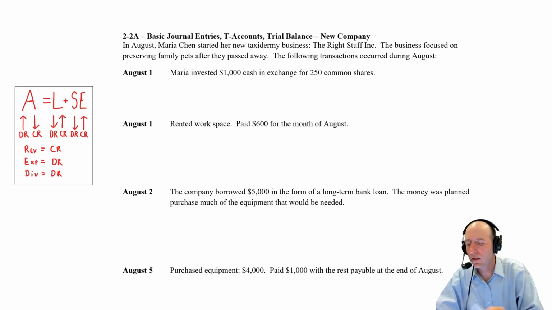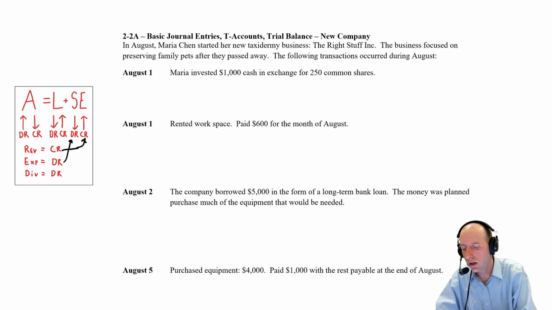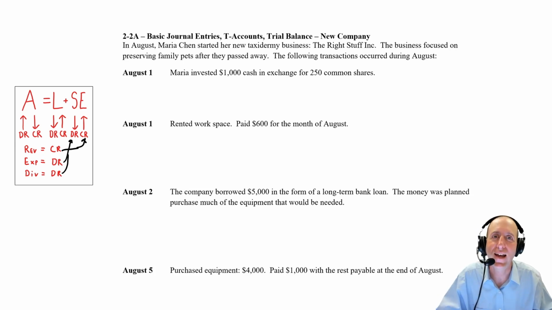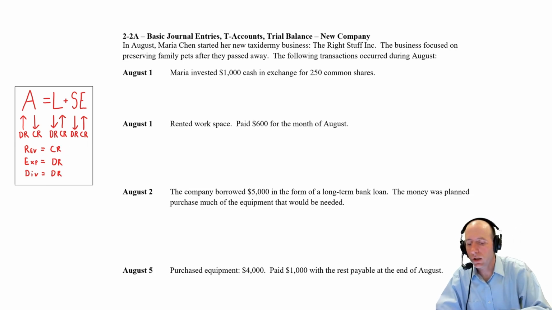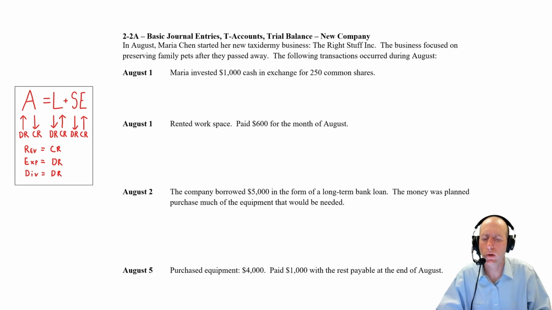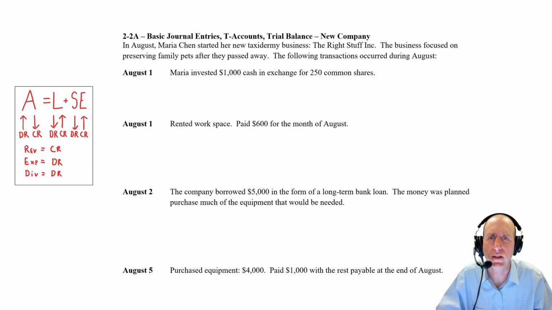Now, because of the way revenues work, revenues always help our shareholders' equity, so revenues always take a credit. Expenses and dividends always hurt shareholders' equity, so they make shareholders' equity go down. They take a debit. So those rules are going to hold here. Let's go through the problem and see how we do.